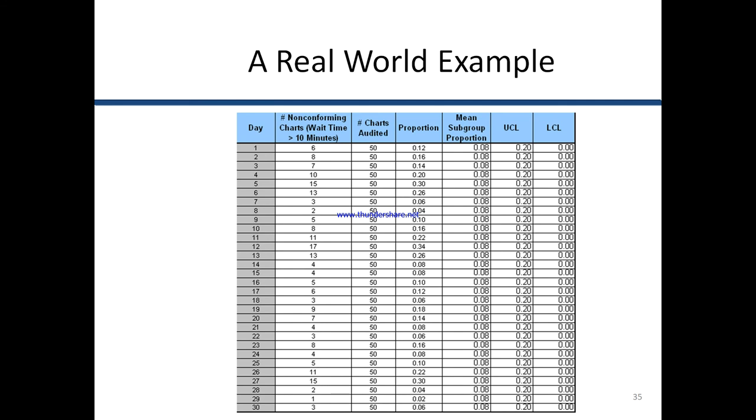So in this case, you can see that the proportion value is equal to 0.08. That is the mean value of the proportions. That is the center line of your control chart. So you can construct the control chart with this center line. And then you have to calculate the upper control limit and the lower control limit based on the formula.